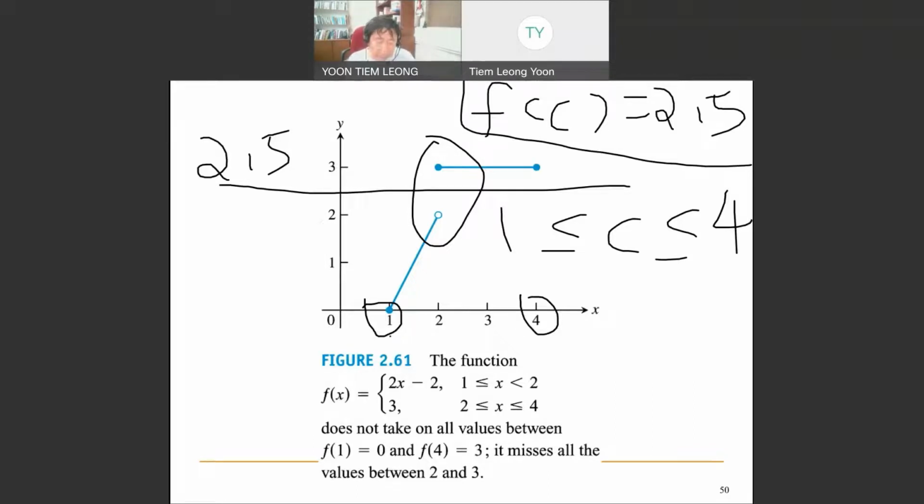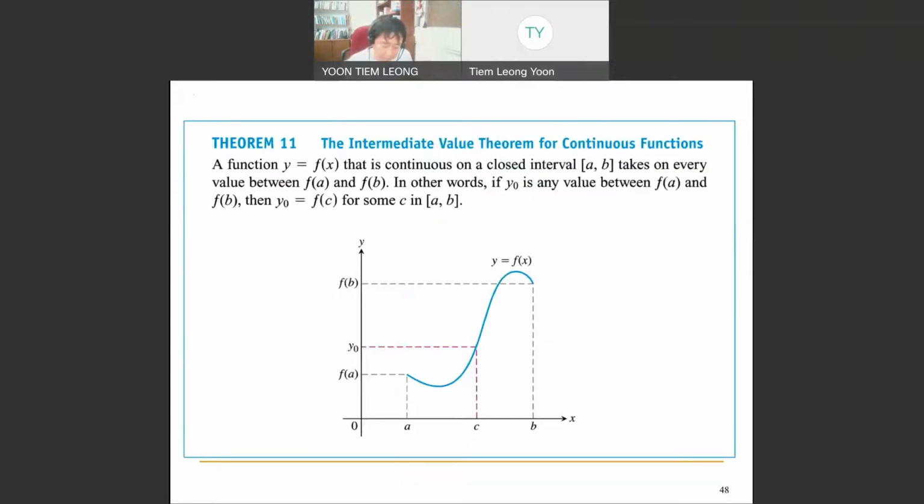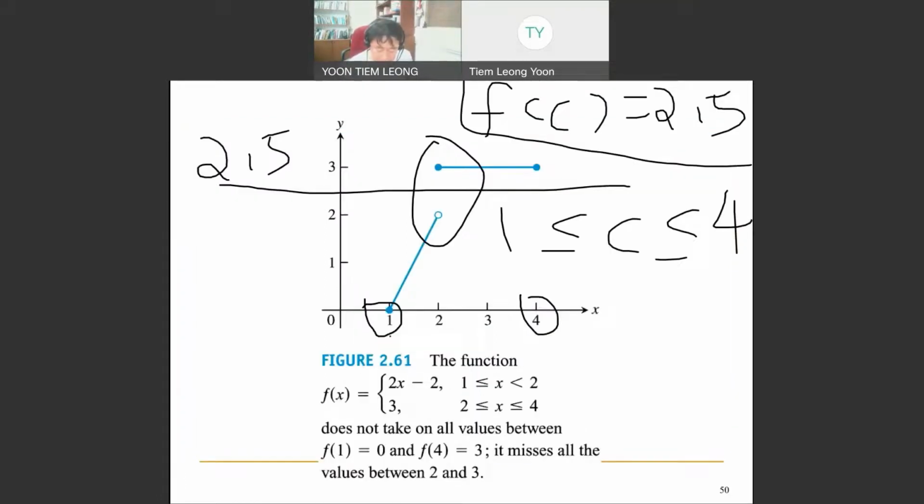However, if there is a function that is continuous, then you would always be able to prove that there must be a point c. So this is an example to show that there is no guarantee of a point c to fulfill this condition of f(c) lying between f(a) and f(b). It's an illustration of applying the theorem to a function that is discontinuous.